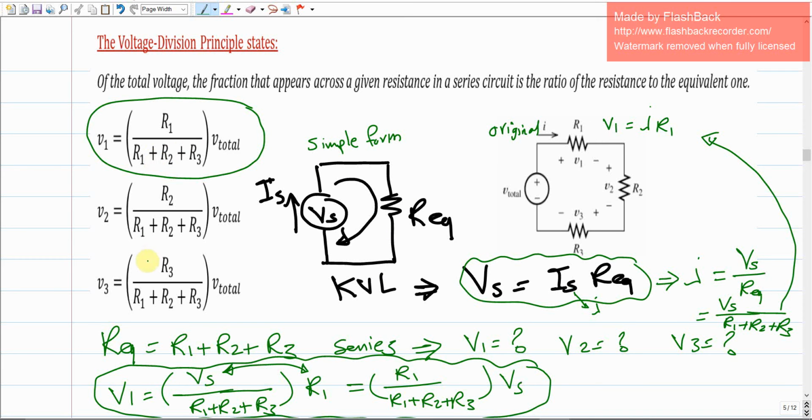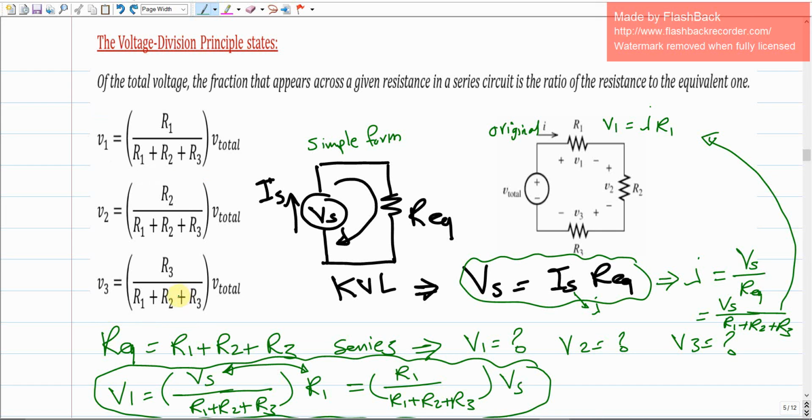For example, how much is the fraction of the voltage that R1 is going to take from the total voltage? It is going to be its resistance divided by the equivalent resistance of all of the resistors within the electrical circuit. Very simple. How much is V2? If we apply the same concept, V2 is going to be its resistance divided by the sum of all the resistors within the electrical circuit. The same thing for V3. How much is it? It's going to be R3 divided by the sum of the resistances, or the R equivalent for the series resistances. Make sense?